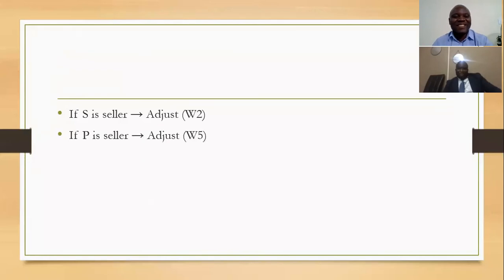So these are just basically the adjustments that you make. So what are you adjusting here for the seller? If S is the seller, you're adjusting working 2, which is on the net assets. The net assets in the subsidiary, they are at post-acquisition, you're adjusting that. If P is the seller, who had already made a profit, you are adjusting working 5, where you have the group retained earnings. They're basic principles, but these principles are all logic.